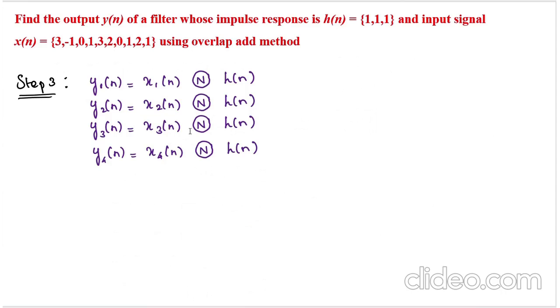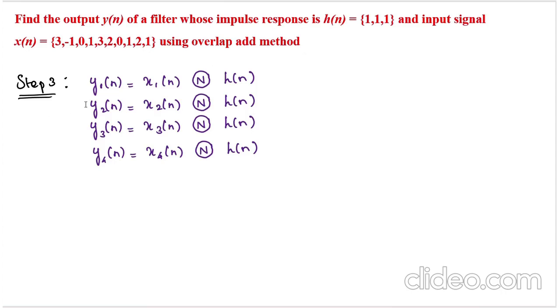In the next step, our ultimate aim is to find the output y of n. Now we have sectioned the input signal x of n into 4 sections. Now I will also get y of n as 4 sections, and finally I will be using a trick to end up with the final y of n. That is where the overlap add method comes into the picture.